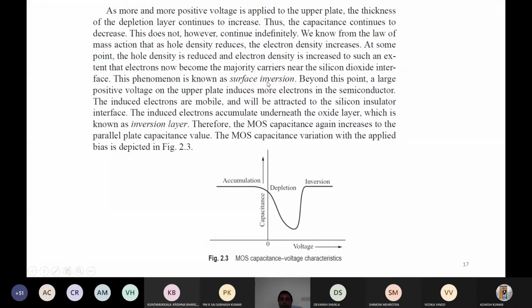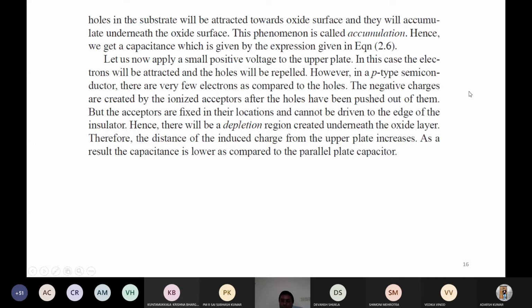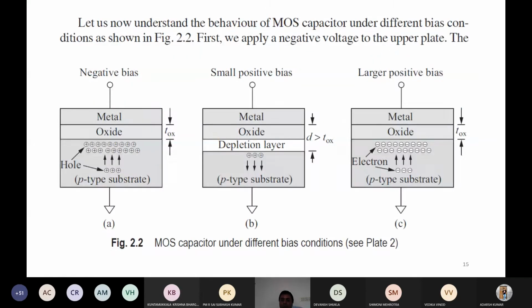So surface inversion, we have to understand how it is inverted. This inversion of the surface, how it happens here in this case. This is utilized in the N-channel MOSFET operation, and the opposite phenomenon will happen in the P-channel MOSFET. If you take an N-type substrate instead of a P-type substrate, just the opposite will happen here.